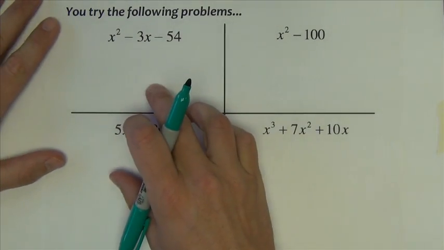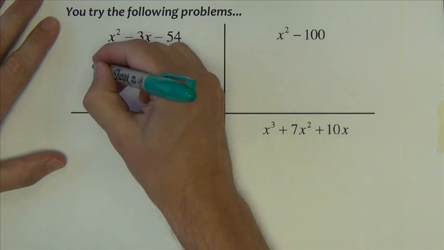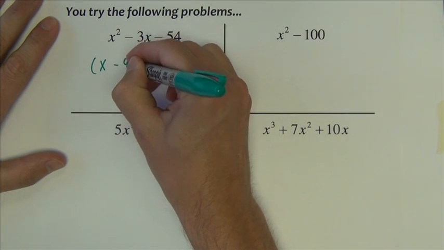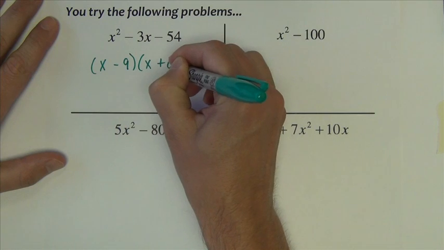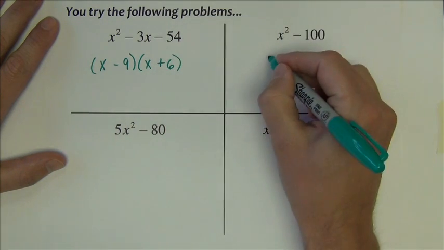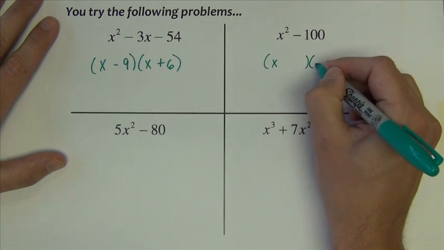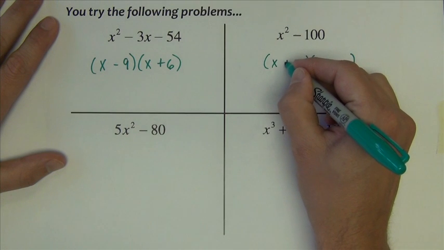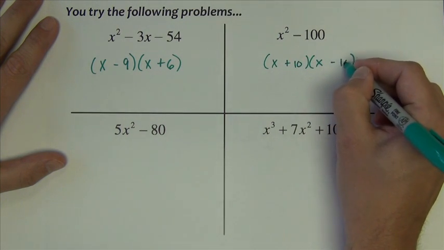The first one here is actually a repeated problem from the last slide. We just saw it. I'll just re-put the answer here. Okay, next one, x squared minus 100 is x times x. Square root of 100 is 10, plus 10 minus 10.